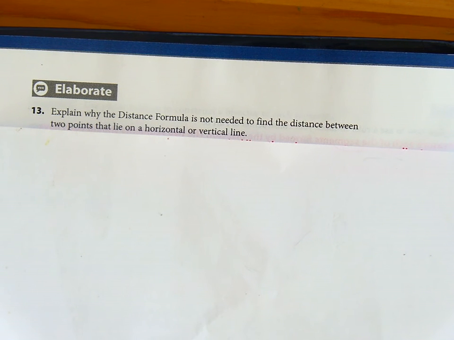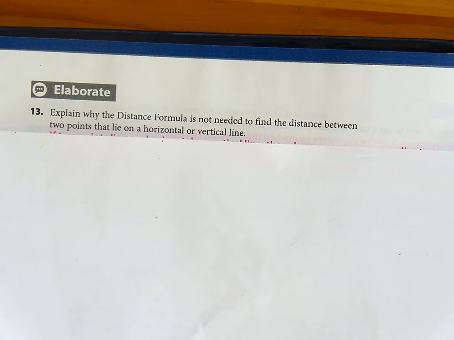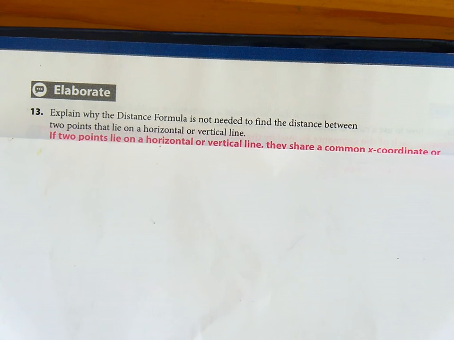The distance formula is not needed to find the distance between 2 points that lie on a horizontal line or a vertical line. So why do you not need to do the distance formula if the line is horizontal or vertical? Think about that and write down your answers. Pause the video if need be. Otherwise, let's check a possible answer.